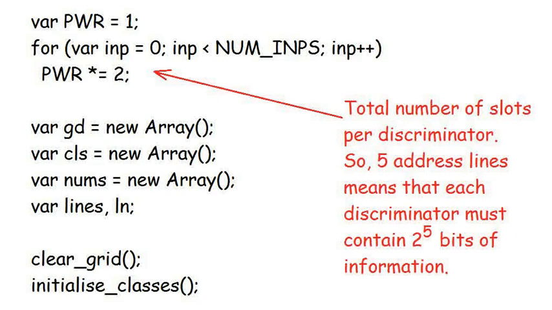We need to set up a few more global variables, but they can be done in the main body of the code. The variable PWR gives 2 to the power of the number of address lines, and will tell you how many slots each discriminator has.